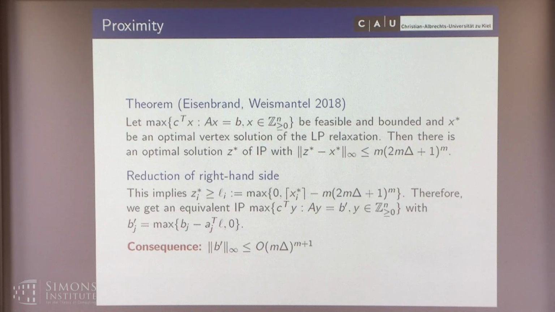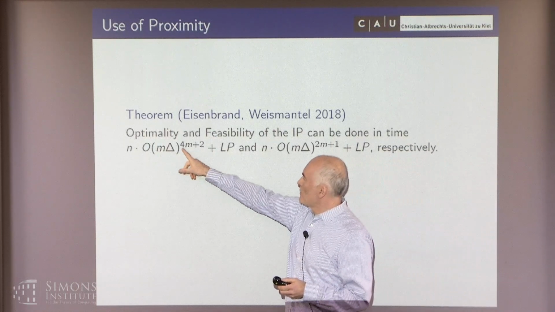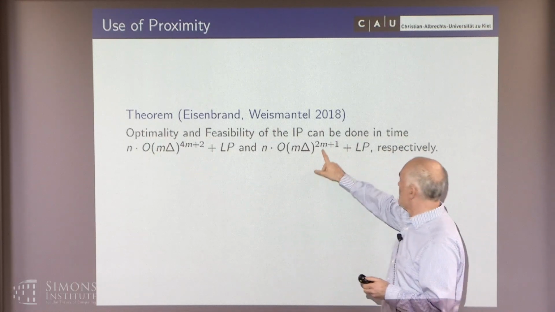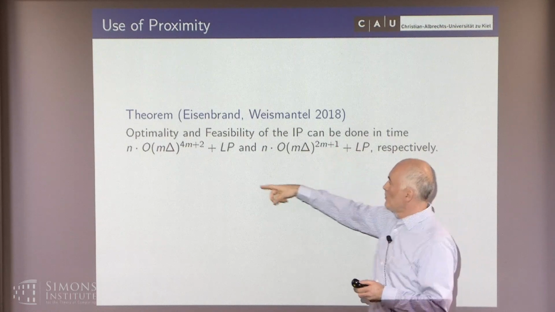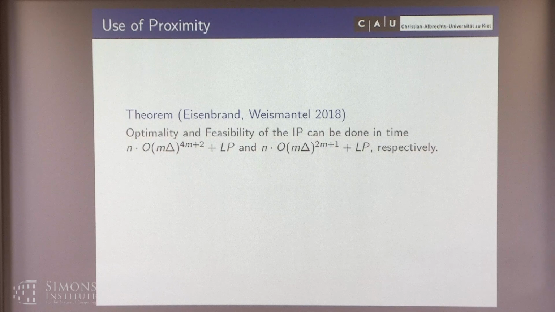If you plug this in, they prove then optimality and feasibility can be done in such a running time. So with 4m plus 2 in the exponent and 2m plus 1 here. So you see you avoid here the right-hand side, the b value. So b infinity is here not. If you plug this in, you can avoid this. What is nice is we have a log term there, and then it goes even faster.